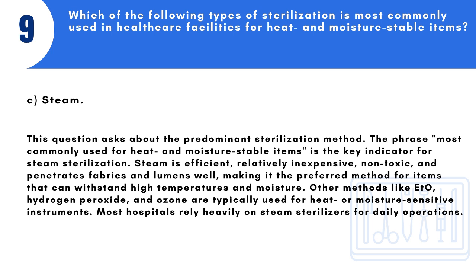Answer: C. Steam. This question asks about the predominant sterilization method. The phrase, most commonly used for heat and moisture-stable items, is the key indicator for steam sterilization. Steam is efficient, relatively inexpensive, non-toxic, and penetrates fabrics and lumens well, making it the preferred method for items that can withstand high temperatures and moisture. Other methods like ETO, hydrogen peroxide, and ozone are typically used for heat or moisture-sensitive instruments. Most hospitals rely heavily on steam sterilizers for daily operations.